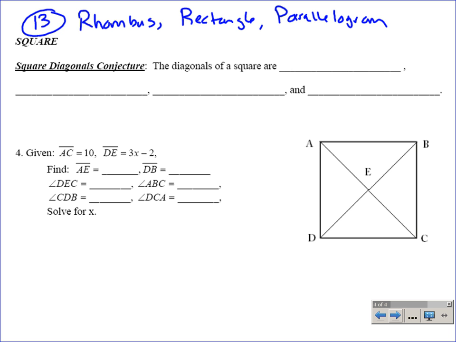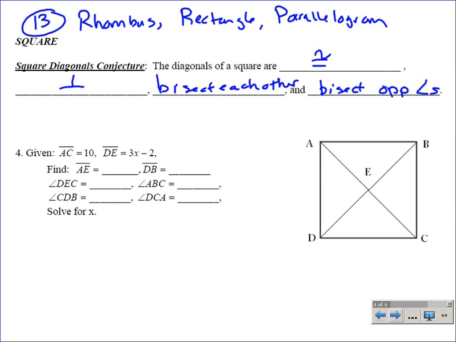Okay? So when we talk about its diagonals, we're just basically combining the concepts that we had before for a square. So the diagonals of a square, well, they're going to be congruent. The diagonals of a square are also going to be perpendicular. The diagonals of a square bisect each other. And lastly, diagonals of a square also bisect opposite angles.